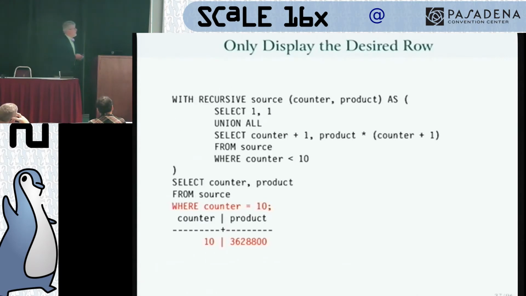Now, you may not want that. You may only want to see 10. So what I effectively did here was I added a where clause in the outer query to say, let's trim off all the other stuff that came from the common table expression. Just give me the 10 that I want. All right? And that's a very clean output right there.